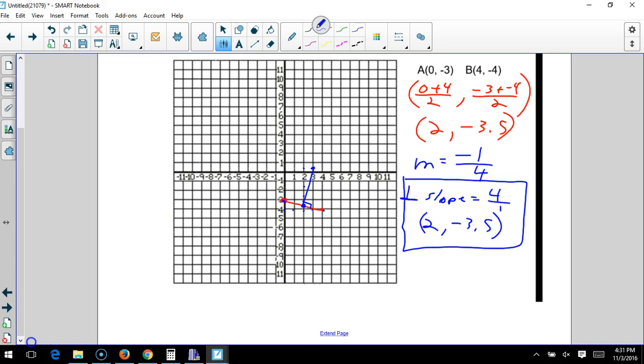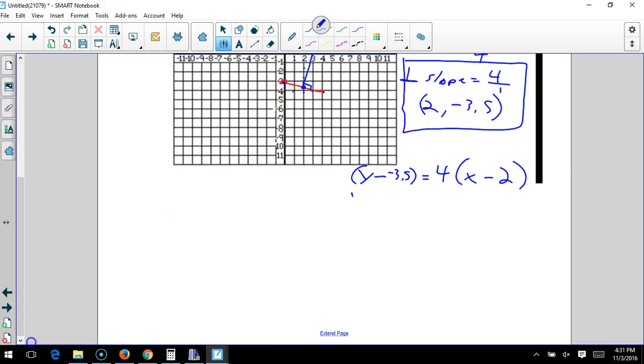So once again, how do we do that? y minus y1 equals m times x minus x1. Now once again, what is my y? -3.5. What's my x? 2. So I'm going to simplify this. y plus 3.5 equals 4 times x minus 2. Now if I'm leaving it in point-slope form, there I have it.